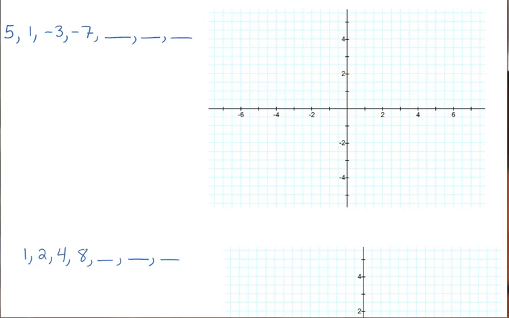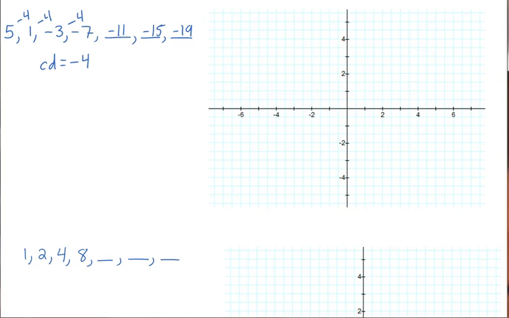direct variation or not. Let's start with the first one. What are the next three terms? Hopefully you recognize that each time we're going minus 4, minus 4, minus 4. So we end up getting negative 11, negative 15, negative 19. So the constant difference is negative 4, because each time I'm adding negative 4 or subtracting 4.